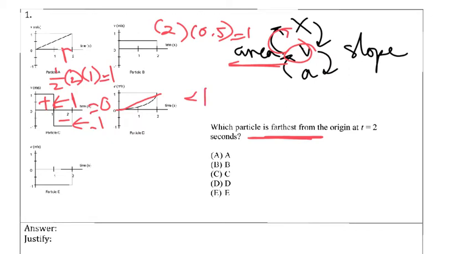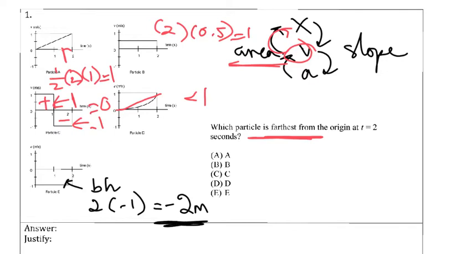And then for particle E, we just have one rectangle. Again, it's a rectangle, so base times height. Our base is 2, our height is negative 1. But we get 2 meters. We're just looking for the furthest away. Since we are negative 2 meters away, that is the furthest, and our answer is option E.